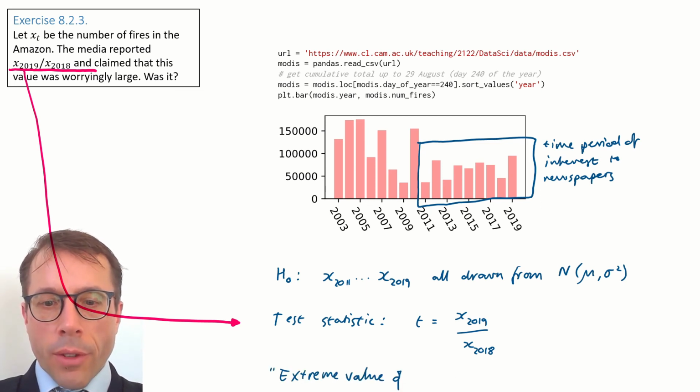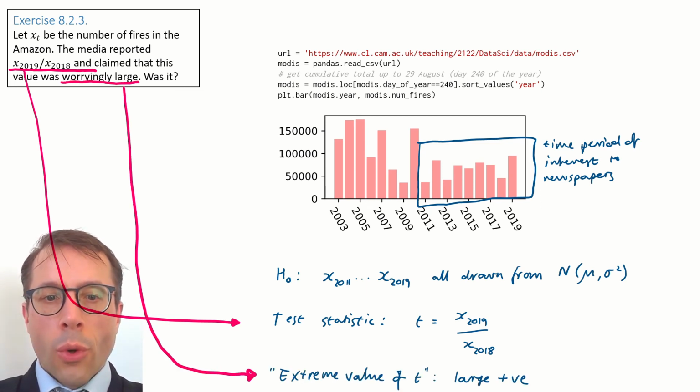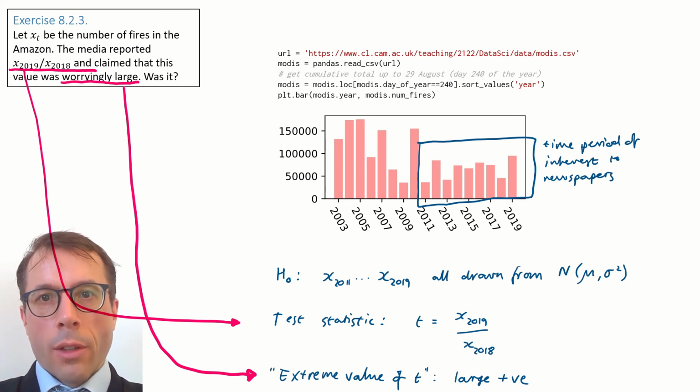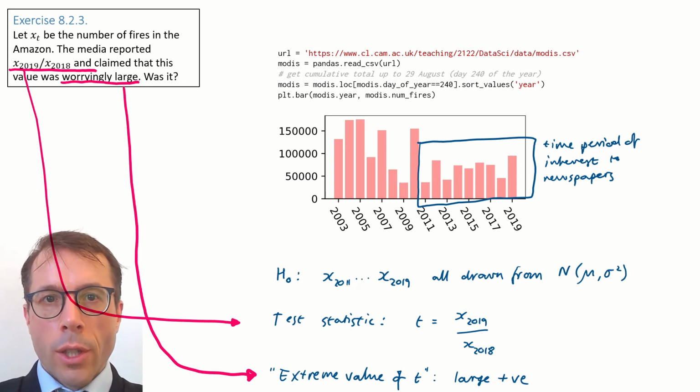It asks if the observed value of t was worryingly large. In other words, it's telling us what direction to look in to interpret what extreme value means. The question is, between its lines, telling us that a large positive value of t is grounds for rejecting the null hypothesis, for concluding that something has changed in 2019.